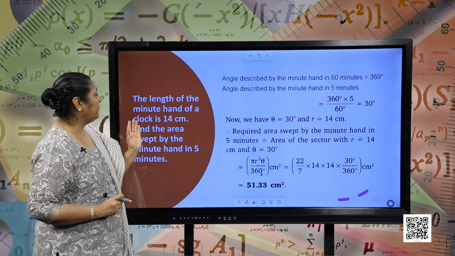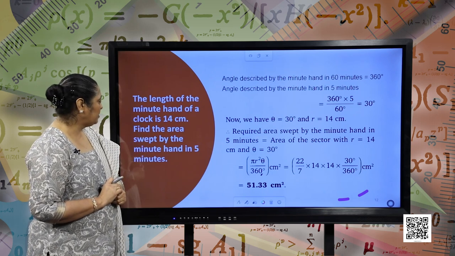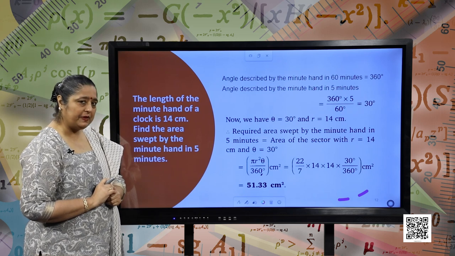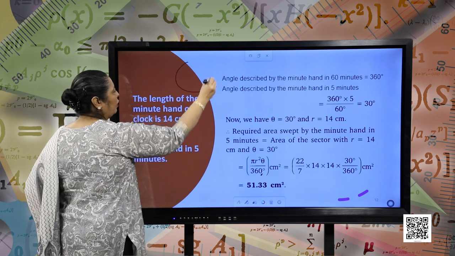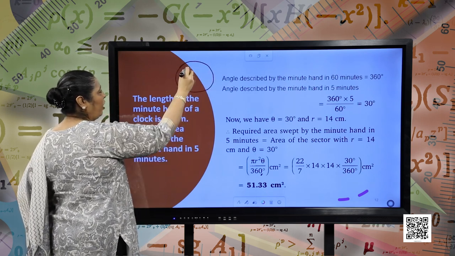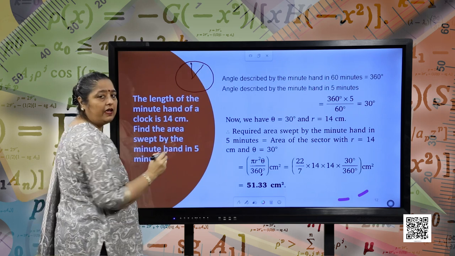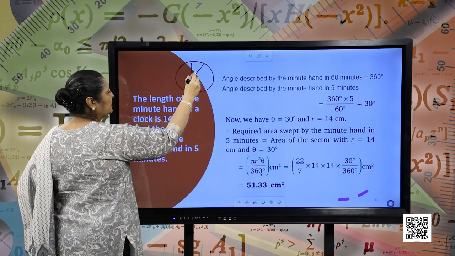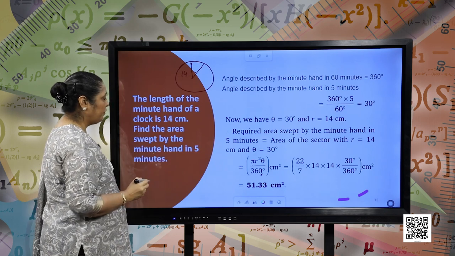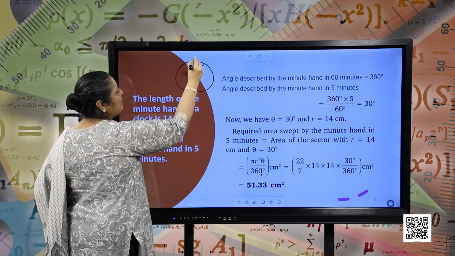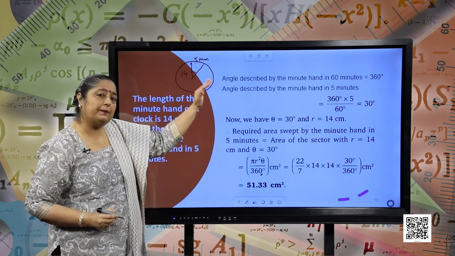The length of the minute hand of the clock is 14 centimeter. Find the area swept by the minute hand in 5 minutes. Here again, a minute hand means a wall clock. Here we have a clock, and this is approximately 5 minutes. Then this is angle theta, and the minute hand is 14 centimeter. We want to know the area swept by the minute hand.